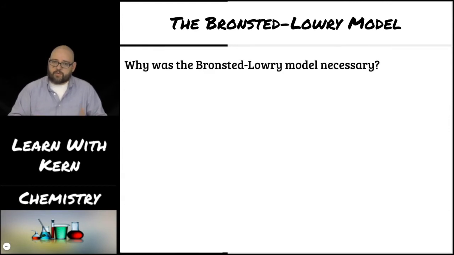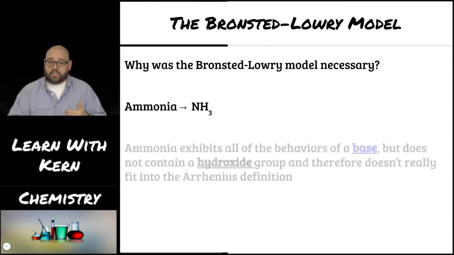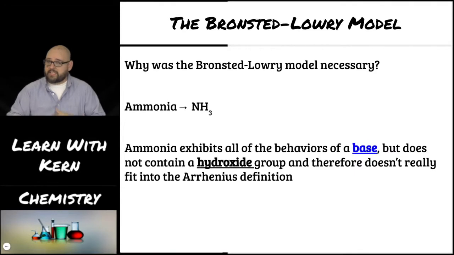Why was it necessary for them to come up with a different way of defining acids and bases from the Arrhenius model? Well, the Arrhenius model says that a hydrogen ion or a hydroxide ion is produced, meaning a compound will contain hydroxide. Well, what about something like ammonia? Ammonia is NH3. Ammonia is very much a base. It behaves just like a base, has all the properties of bases, it treats things like a base, but it doesn't have a hydroxide group. So how does that fit the definition of a base? It doesn't really fit the Arrhenius definition because it does not contain hydroxide.